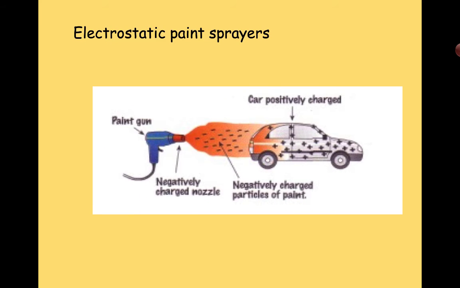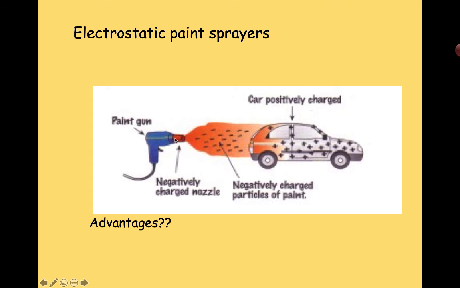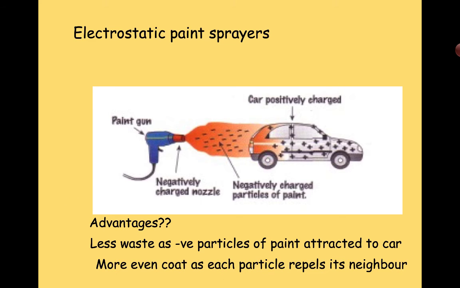Paint sprayers. This is a way of reducing two things: reducing wastage of paint, but also it makes sure you get more even covering of the paint. Sorry, it's a bit out of focus. The advantages of using charge: less waste. As the paint passes through a negatively charged nozzle, the paint itself picks up a negative charge. The car is positively charged, so negative particles of paint are attracted to the car. But secondly, more even coat, as each particle repels its neighbour, so you don't get runs of paint on the car.